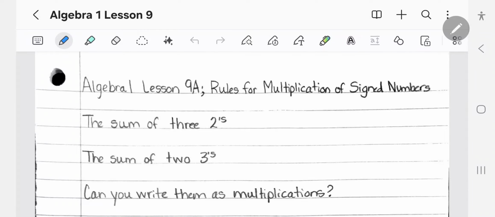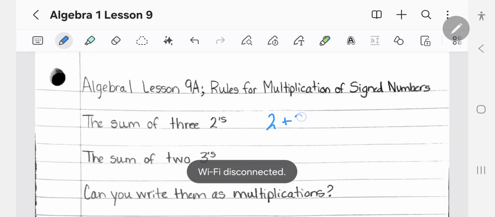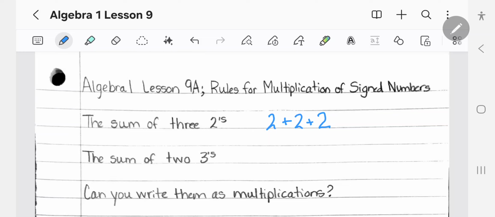This is Algebra 1, Lesson 9A, Rules for Multiplication of Signed Numbers. If I ask you for the sum of 3 2's, what would that be? Well, sum means addition, so we're going to have 3 2's being added together. And then I could go ahead and find the answer there: 2, 4, 6.